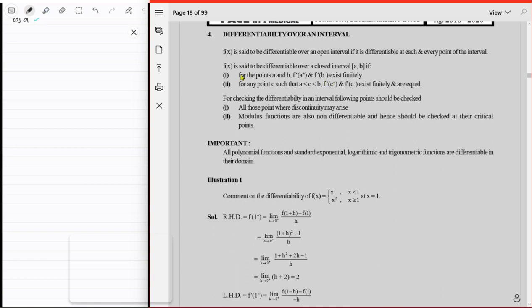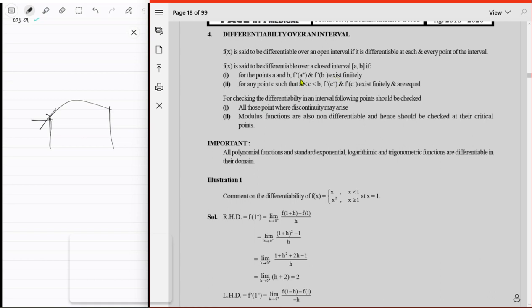f of x is said to be differentiable over a closed interval if f dash of a plus and f dash of b minus exist finitely. So even at the edges of your domain, you could still have differentiability, because there is no definition for the left hand derivative. So what do we do? Just think about what the right hand derivative is. Is that continuous? If it is, then there you go.